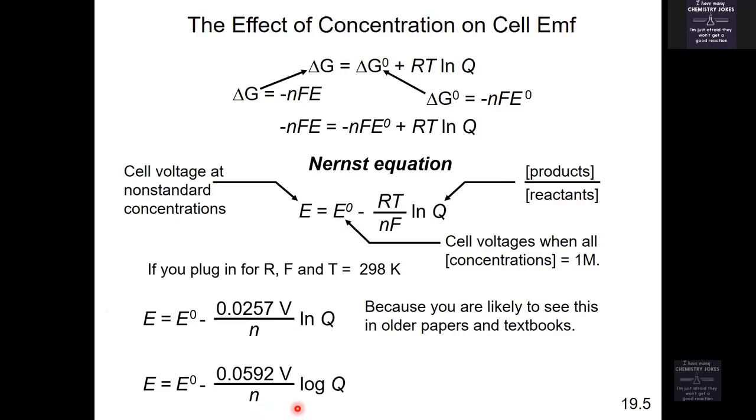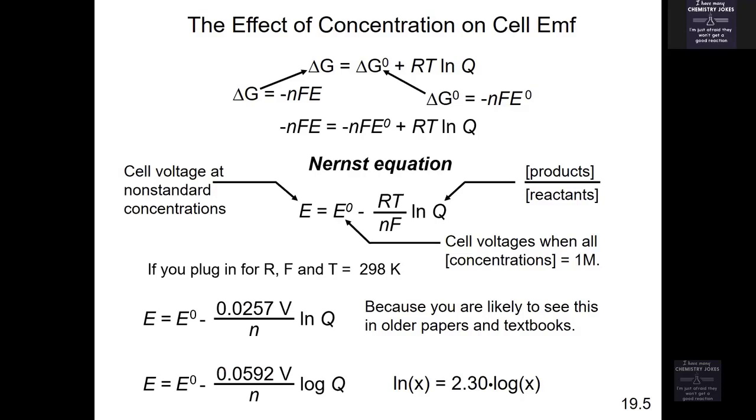What's the difference in these two? Well, an ln and a log is related by this equation. So you'll see an ln of Q or a log of Q as two versions of the Nernst equation at room temperature, but the constant here is different whether you use ln or log. Pick one and stick with it. Both are correct. Both are fine.